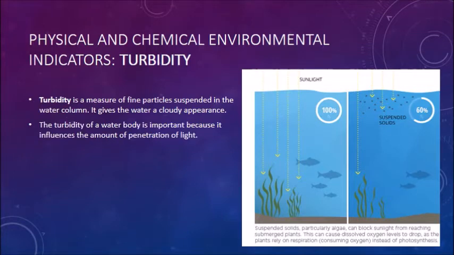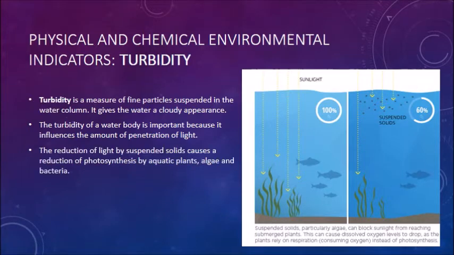The turbidity of a water body is important because it influences the amount of light that gets through the water and penetrates the water. So if you have more turbidity, you get less sunlight going through the water, which means you have less plant growth that can occur, which means less photosynthesis, which means less oxygen in the water. The more photosynthesis, the more oxygen in the water. So the reduction of light by suspended solids causes a reduction of photosynthesis, as I just said.